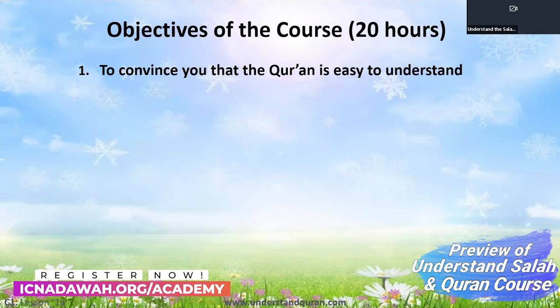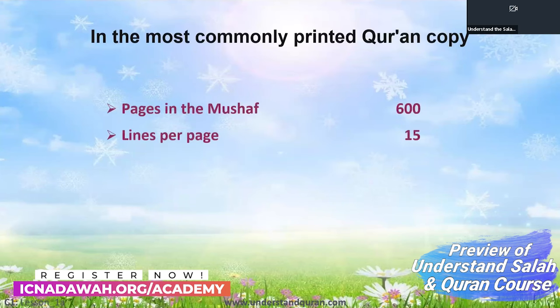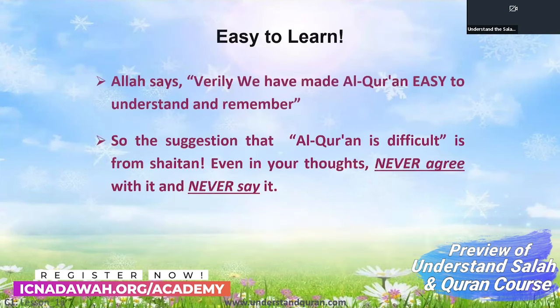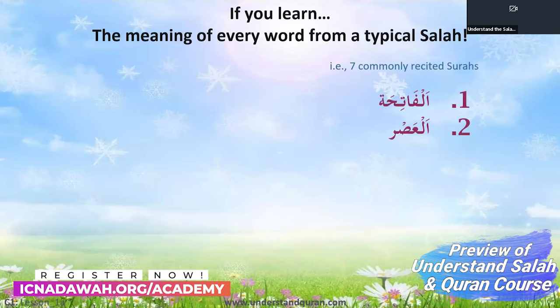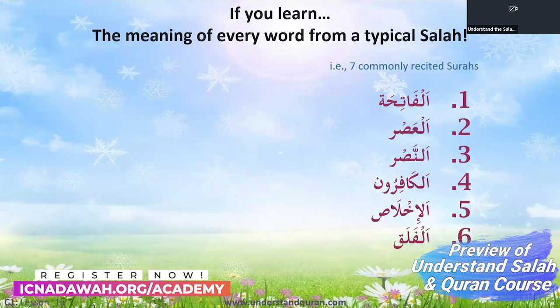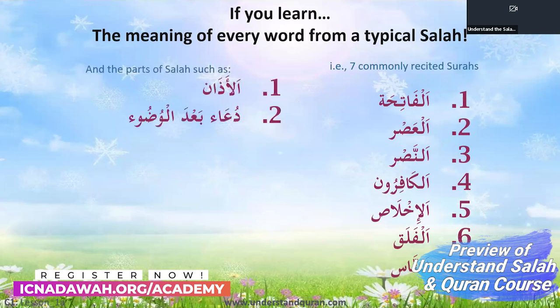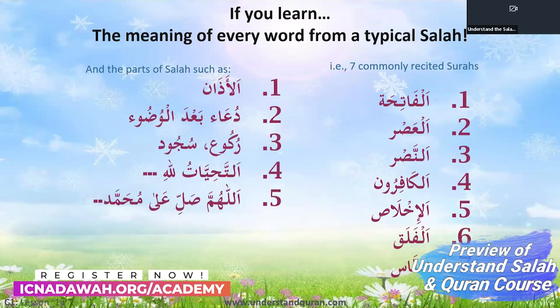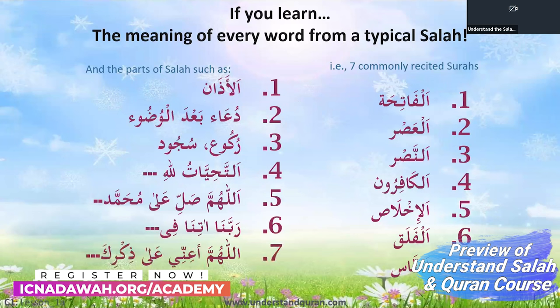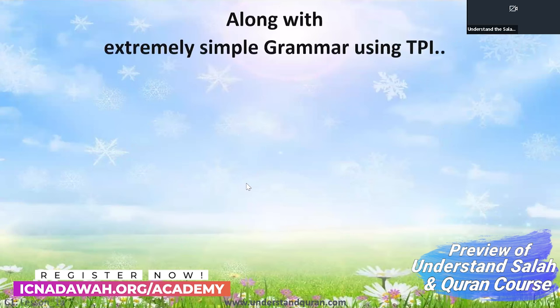The objective of the course is to convince you that the Quran is easy to understand, and this part you can see in the video. What we will study in this course is Al-Fatiha, Surah Al-Asr, Al-Nasr, and the four Quls: Al-Kafirun, Al-Ikhlas, Al-Falaq, Al-Nas. Seven surahs which almost every Muslim knows, and parts of Salah, such as Adhan, Dua after Wudu, Tasbihat in Ruku' and Sujood, At-Tahiyyatu Lillah, Allahumma salli ala Muhammad, Rabbana atina fi dunya, and Allahumma inni ala dhikrika wa shukrik. So seven surahs and seven adhkar is what we will learn, along with simple grammar.